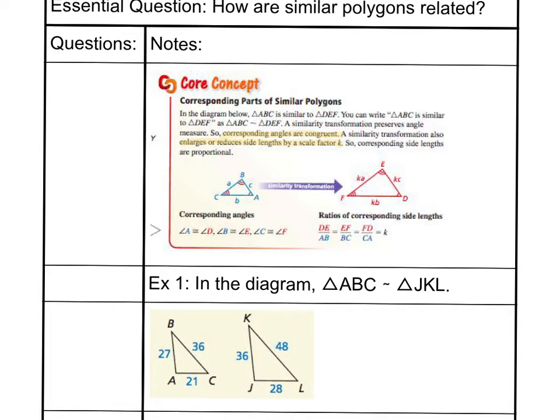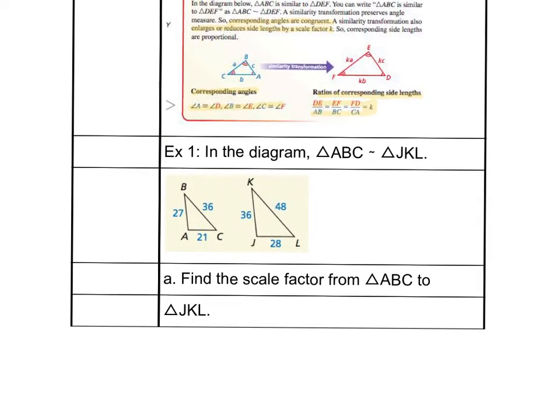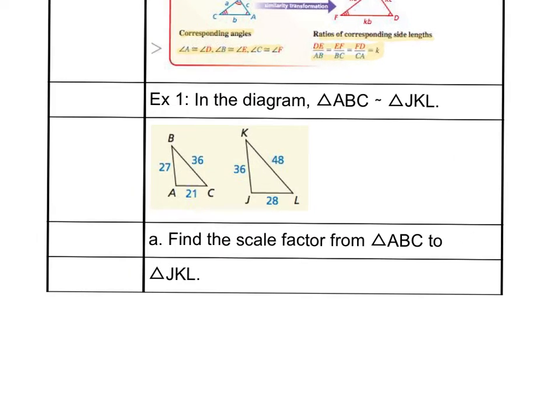The one on the right here is showing all the corresponding angles that are congruent, and also the ratio of corresponding side lengths. If you set up your ratios with, in this case, the red triangle on the top and the blue on the bottom, when you divide the two side lengths, it should give you that scale factor K. So let's go ahead and try this right away.